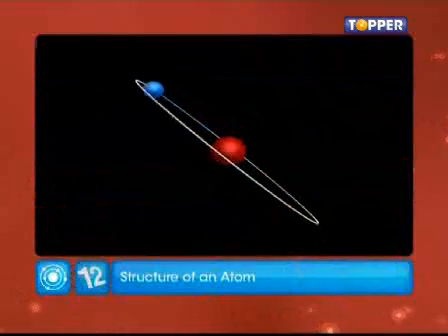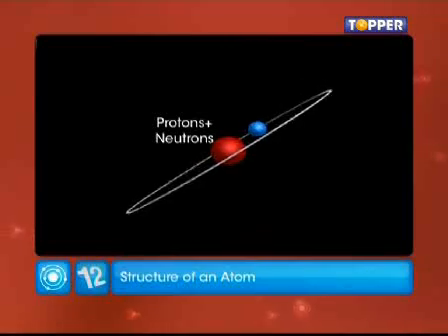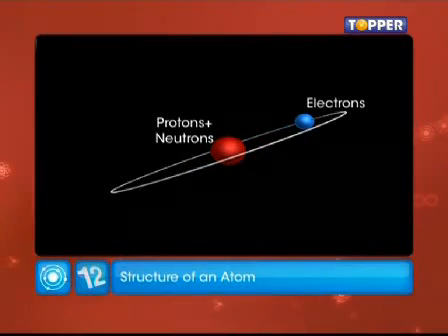Before we discuss the types of charges and their behavior, let me tell you from where these charges originated. Well, all atoms are made up of electrons, protons, and neutrons. Electrons are negatively charged particles, protons are positively charged particles, and neutrons are neutral by nature.